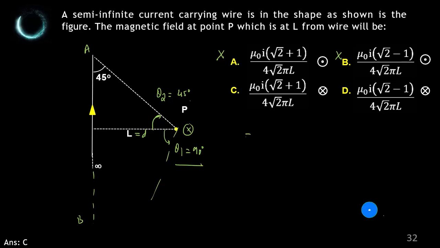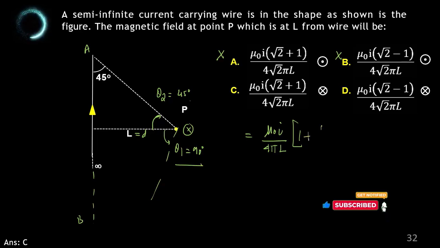So directly I can write the answer: mu naught I by 4 pi L into sine of 90 degrees, which means 1, plus sine of 45 degrees, which means 1 by root 2. Okay, so that will be your answer. So option number C is the correct one.